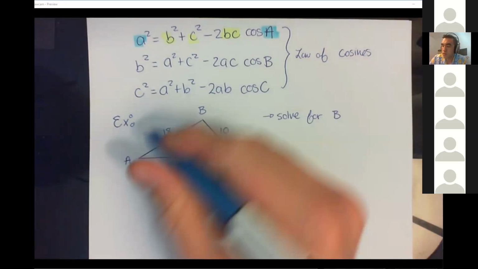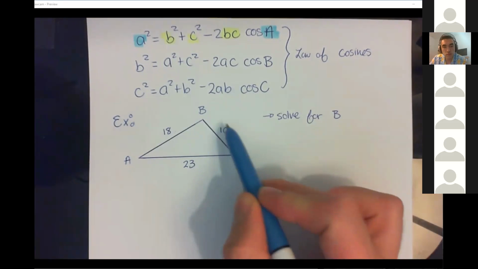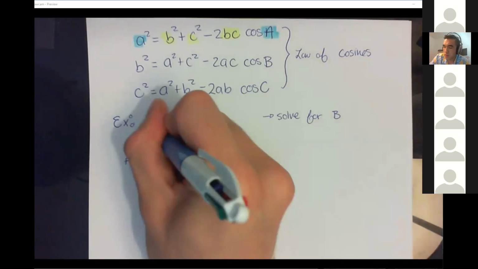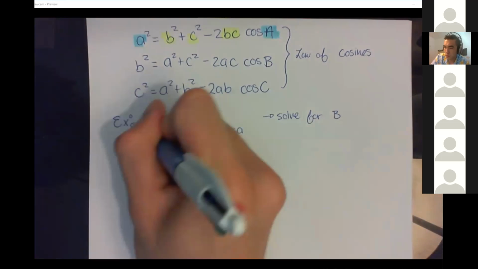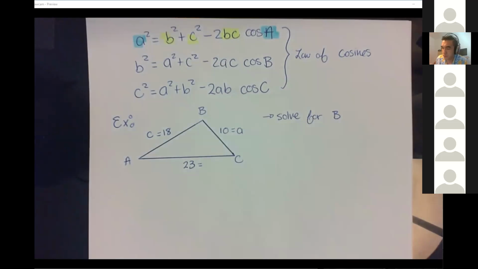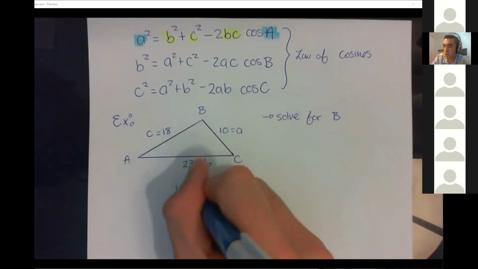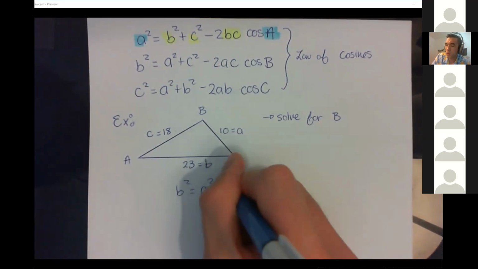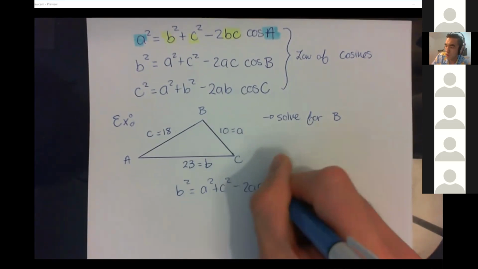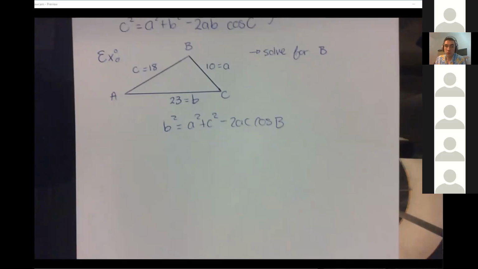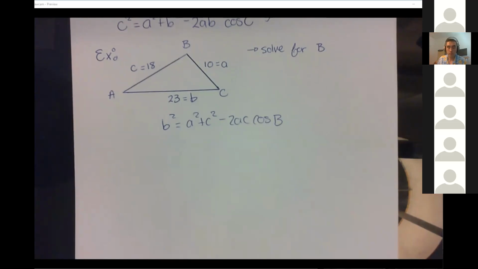So I'm going to label them first. What side length is this? A. And this one is? C. And this one is? B. Okay. And so I'm going to start off with my law of cosine statement. B squared is equal to A squared plus C squared minus 2AC cosine B. What's my first step to solve for angle B? Plug in like B, A, and C.